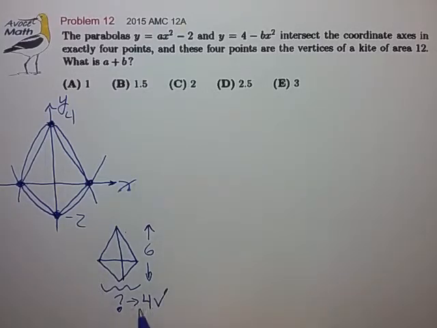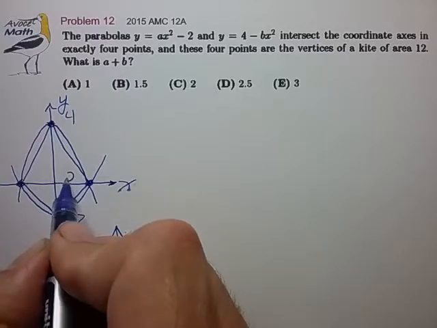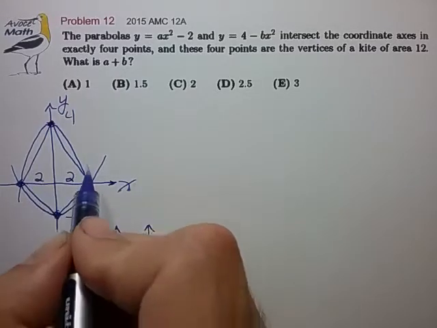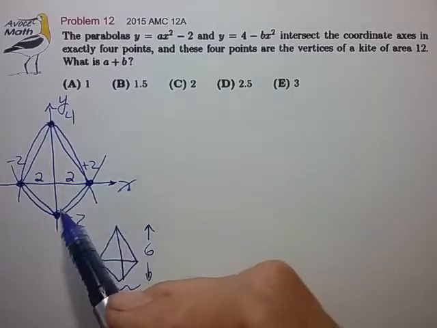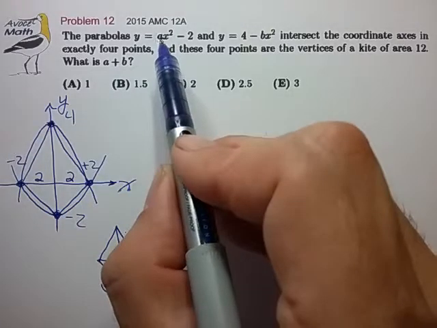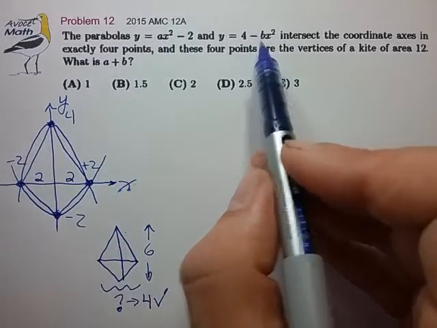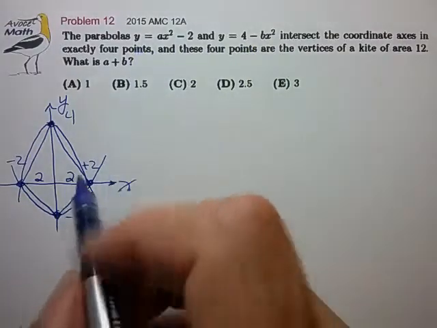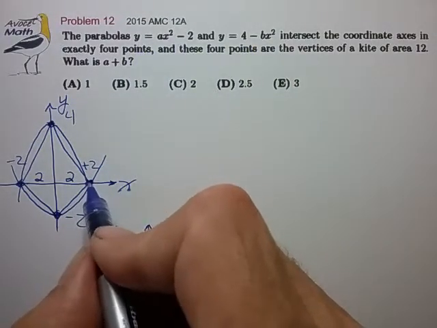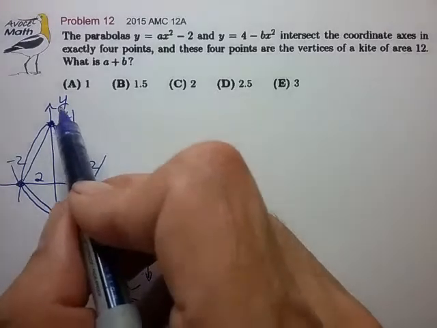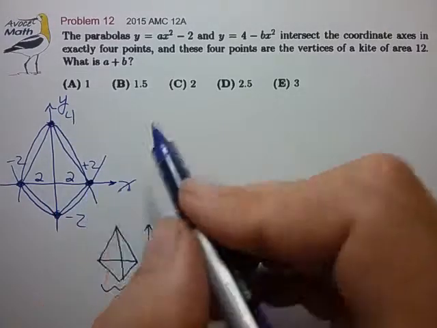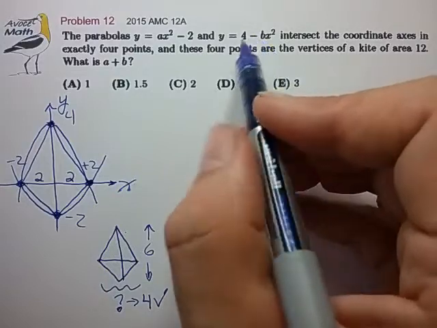So that checks. The width of this kite is 4, and we can see that these intersection points are given by plus 2 and minus 2 on the x-axis. That should allow us to work out the coefficients for a and b. Let's see how we can do that. I guess it's most convenient to pick this intersection point and plug the values y equals 0, x equals 2 into these two equations and see what we get.